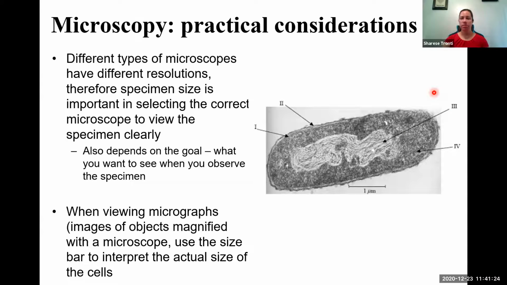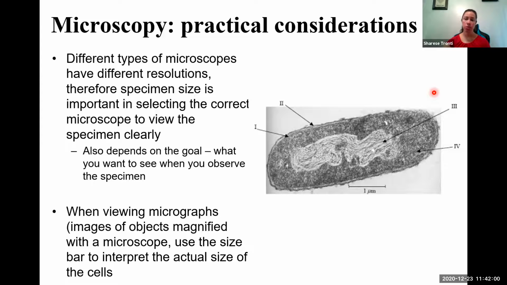All right, microscopy, some practical considerations for you to think about. Different types of microscopes have different resolution levels. So that's going to be important when you're considering your specimen size, or the size of what it is that you're trying to look at. That's going to contribute to which type of microscopy you want to use. Also, what it is that you're doing is important. If you're looking at a stained cell, or if you want to look at the internal structures, you're going to use a different type of microscopy.